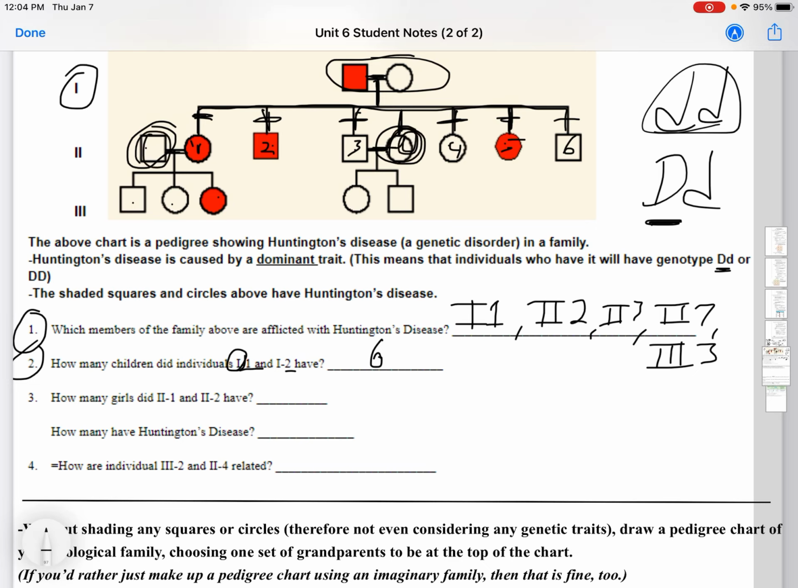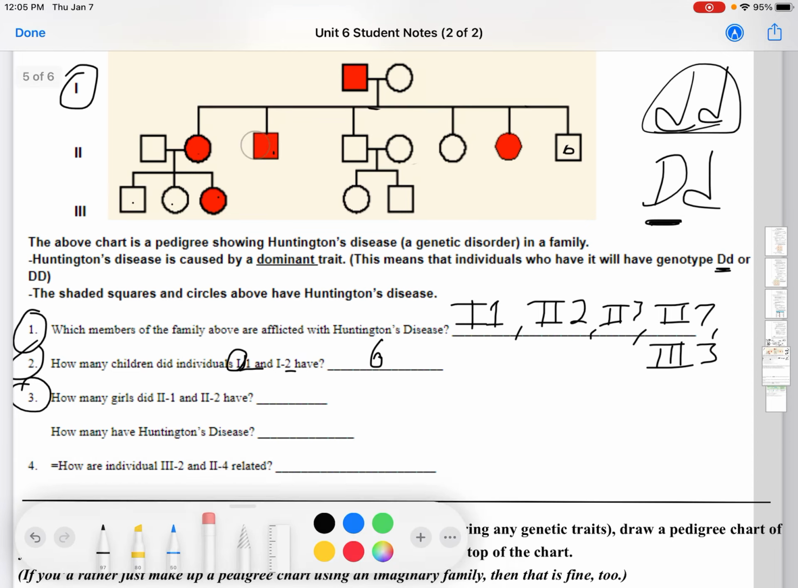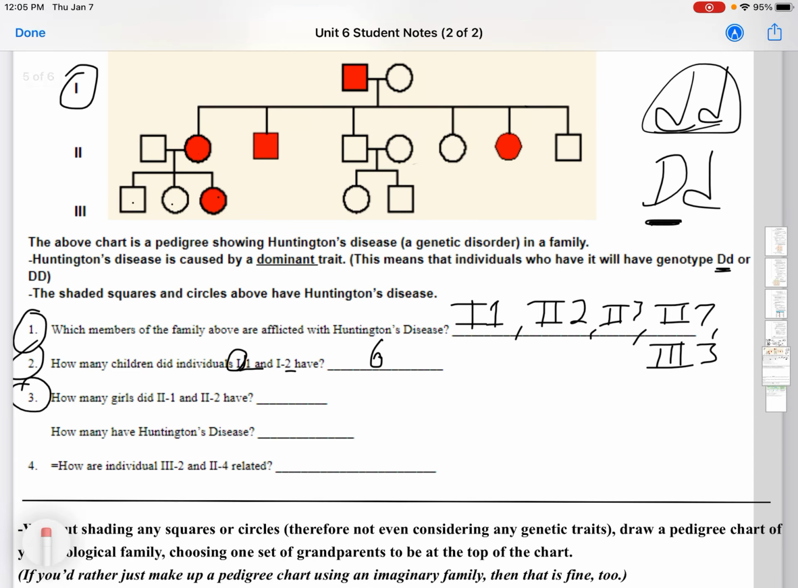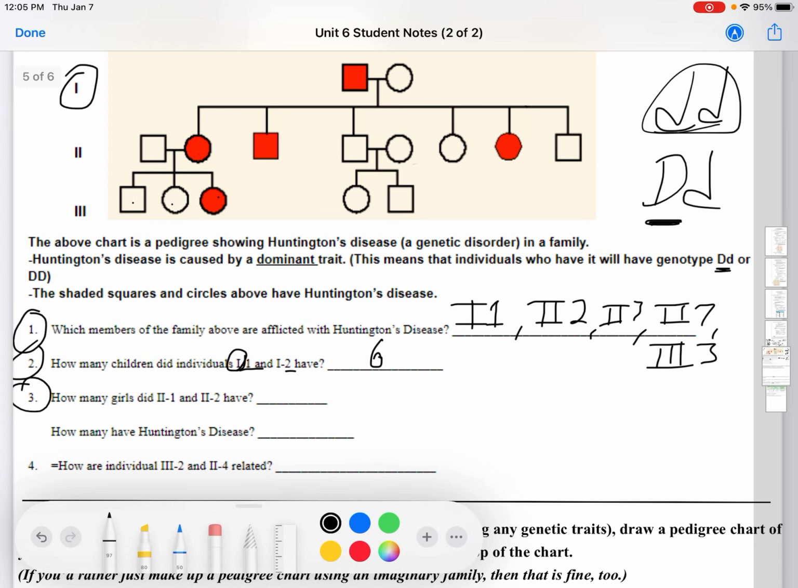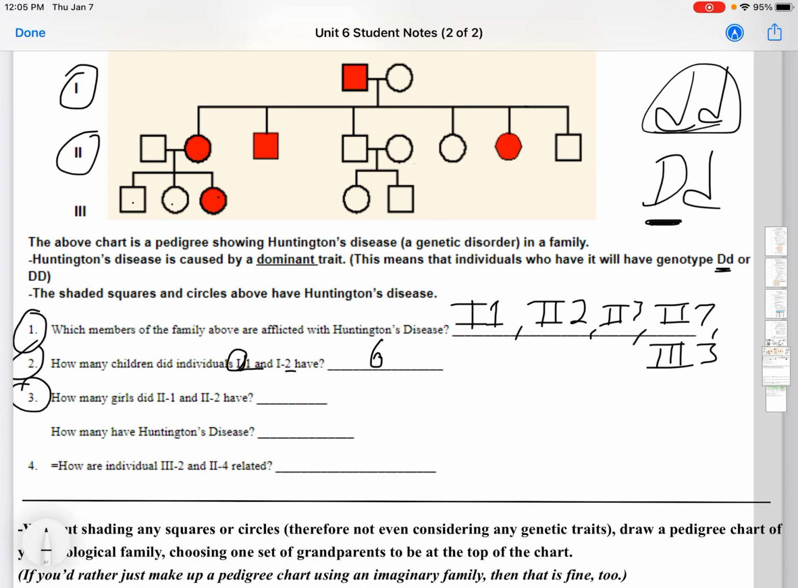How many girls, number 3, how many girls did 2, 1, and 2, 2 have? All right, so let's look at this. Sorry, I didn't get one erased. All right, so 2, 1 and 2, 2 will go to generation 2, and then individuals 1 and 2. Well, that's easy peasy. And we know they got a coupling line there, and then we got this vertical line going down. They have 1, 2, and 3 offspring. Now, how many of those offspring out of these 3 are girls? The circles, right? So 1 and 2.